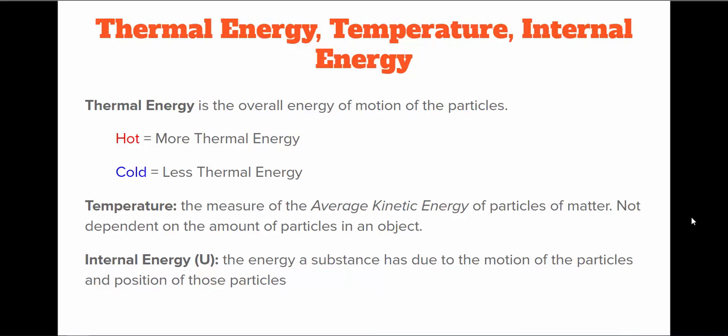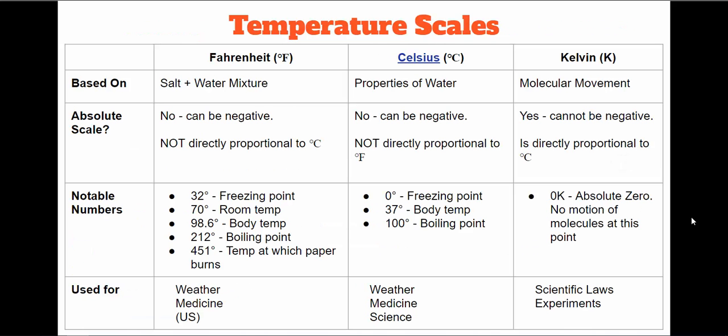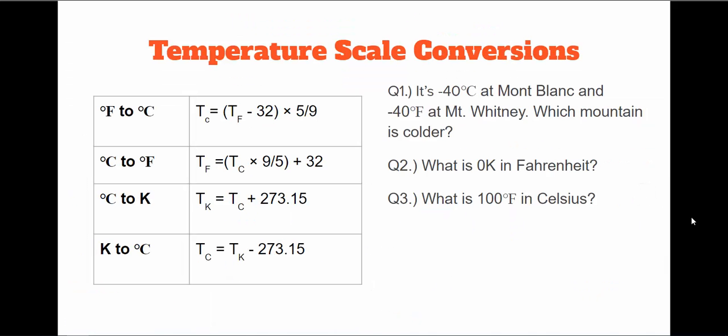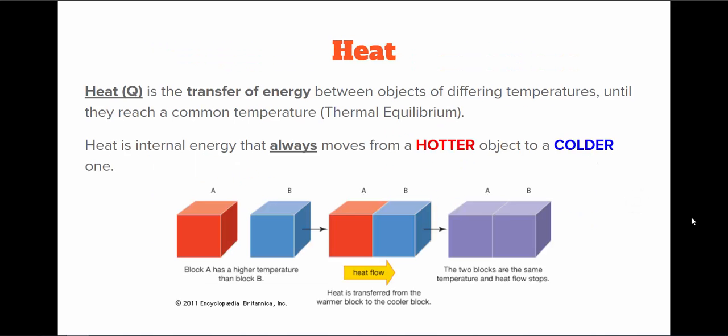So this is the definition of those three things. Hopefully you got those last time. These are the three temperature scales that are commonly used in the world. Again, we're going to focus mostly on Celsius and Kelvin in here. Here are your equations to convert from Celsius to Fahrenheit, and Celsius to Kelvin.